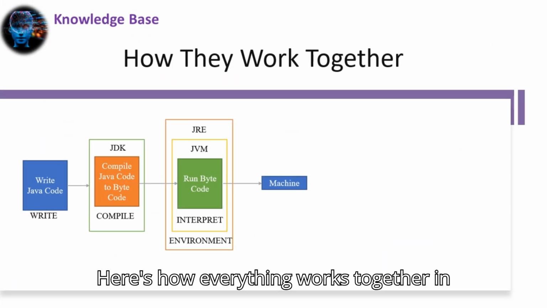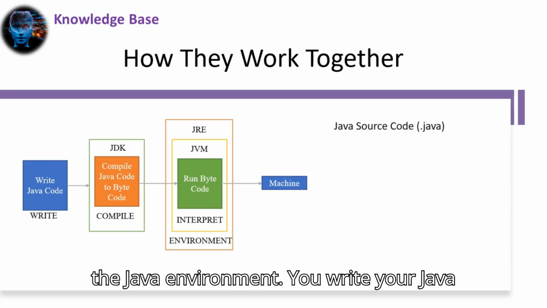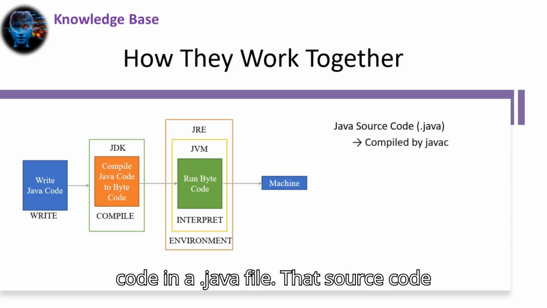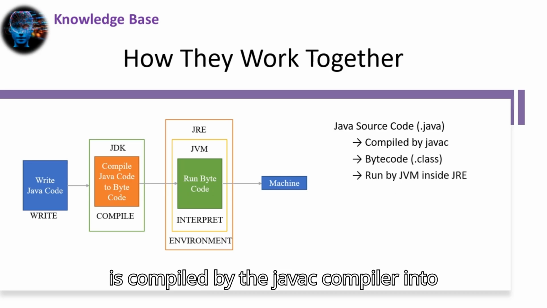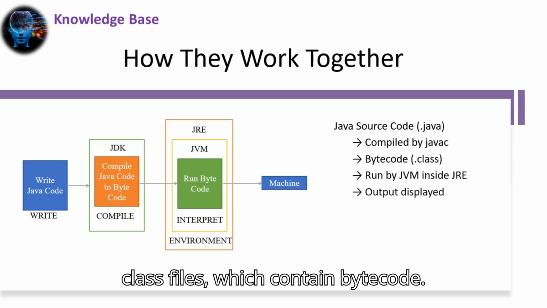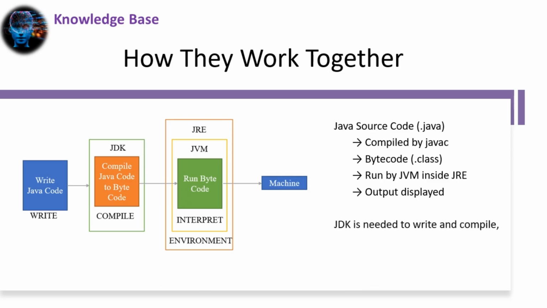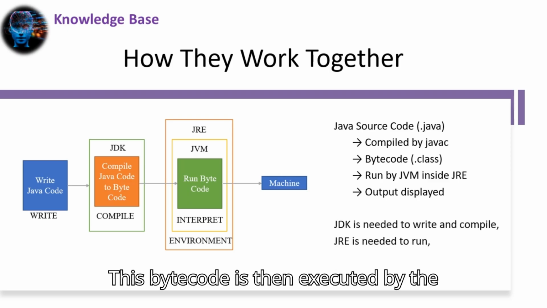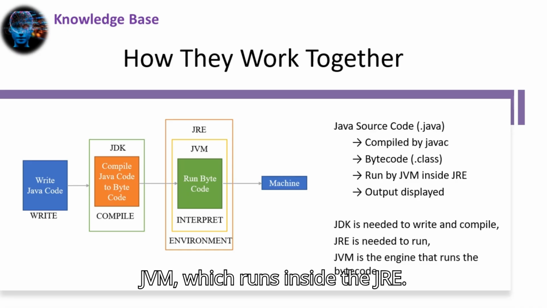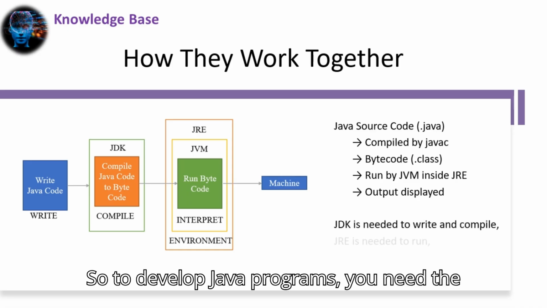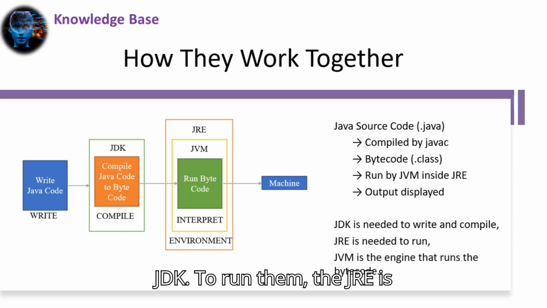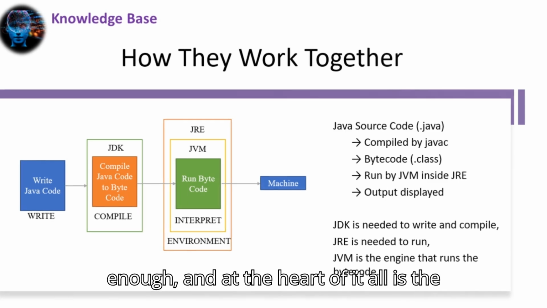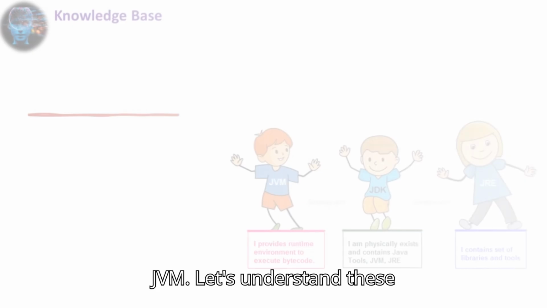Here's how everything works together in the Java environment. You write your Java code in a .java file. That source code is compiled by the Java compiler into class files, which contain bytecode. This bytecode is then executed by the JVM, which runs inside the JRE. So to develop Java programs, you need the JDK. To run them, the JRE is enough. And at the heart of it all is the JVM.